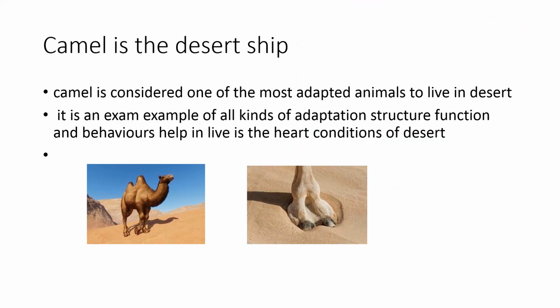Now let's take the last example. It's the camel. The camel is the desert ship, and it's considered the most adapted animal to live in the desert because it has all kinds of adaptation: structural adaptation, functional adaptation, and behavior adaptation.